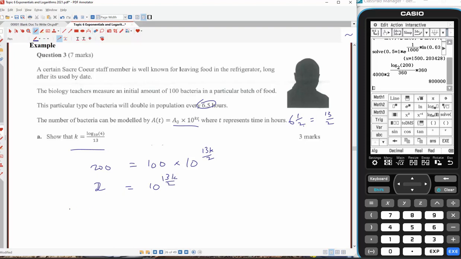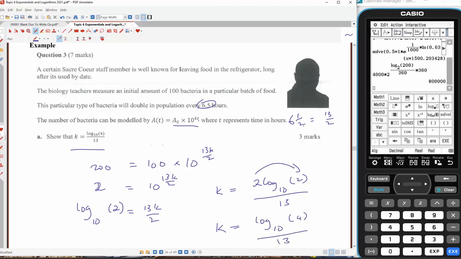2 equals 10 to the 13k on 2. All right, let's switch to log form. Log 10 of 2 equals 13k on 2. We're going to multiply by 2 and divide by 13. So k equals 2 log 10 2 over 13. K equals, now that 2 can go up there, and we can square the 2, which becomes 4. Log 10 4 on 13 as required.